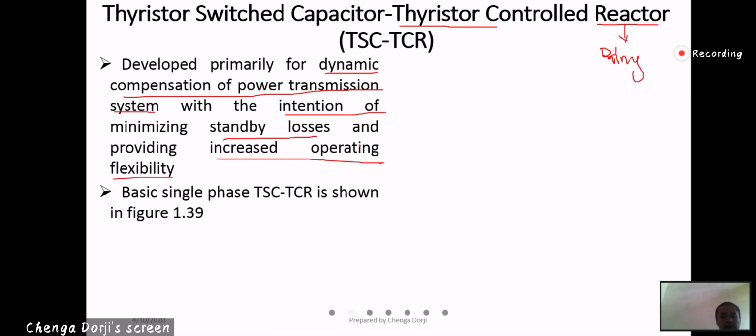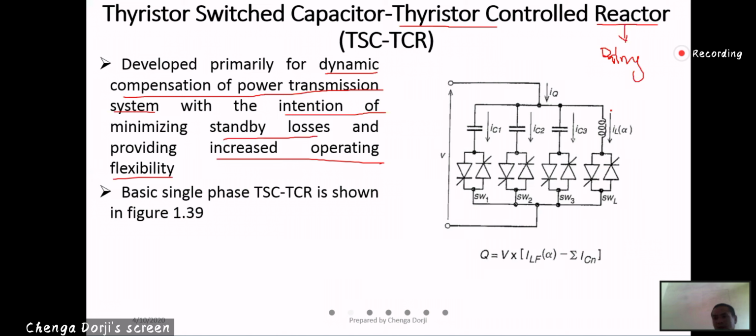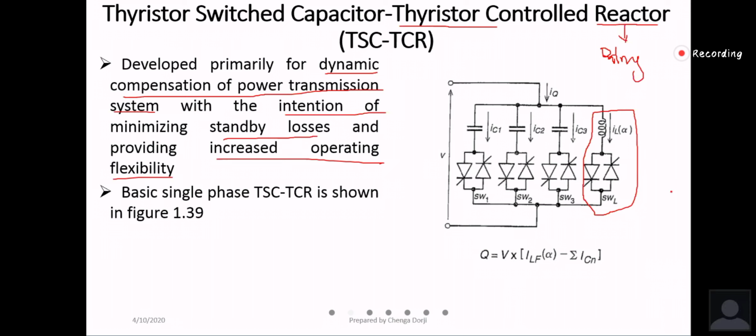So the basic single phase TSC TCR is shown in this. So this is there. What is this? This is TCR. So TCR is there, okay? Then for FC TCR, you had a fixed capacitor here. You know, in FC TCR the fixed capacitor is connected in parallel with TCR. Then for the mechanically switched one, you will have one mechanical switch in parallel with it.